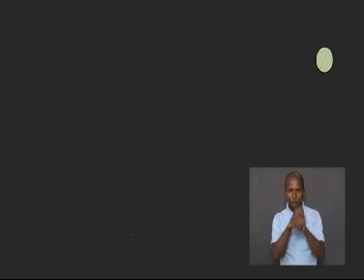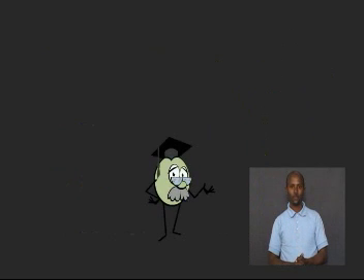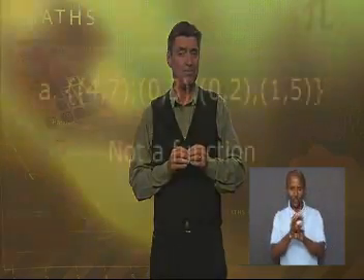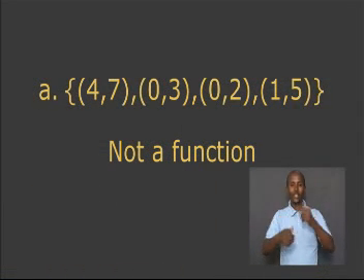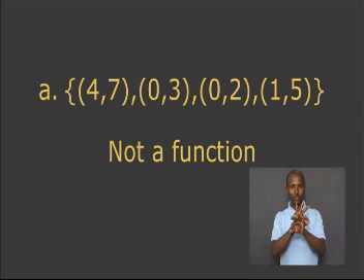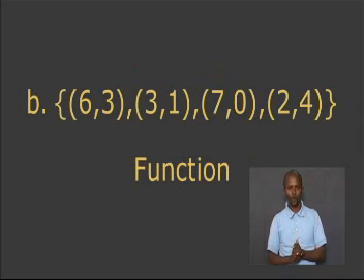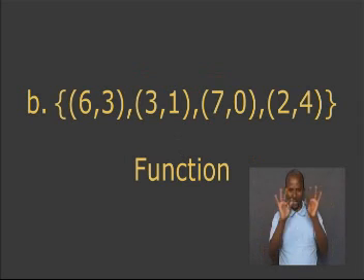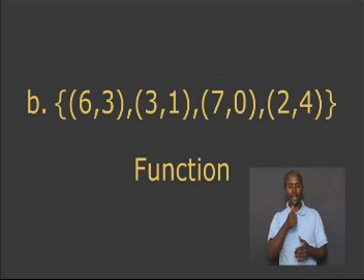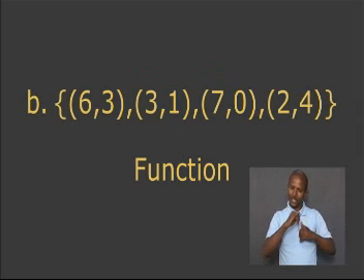Time's up. Let's get back to our lesson. Welcome back, students. Were you able to tell which relations are functions? Relation A cannot be a function, as two of its ordered pairs have the same first element. Relation B is a function. None of its ordered pairs have the same first element.